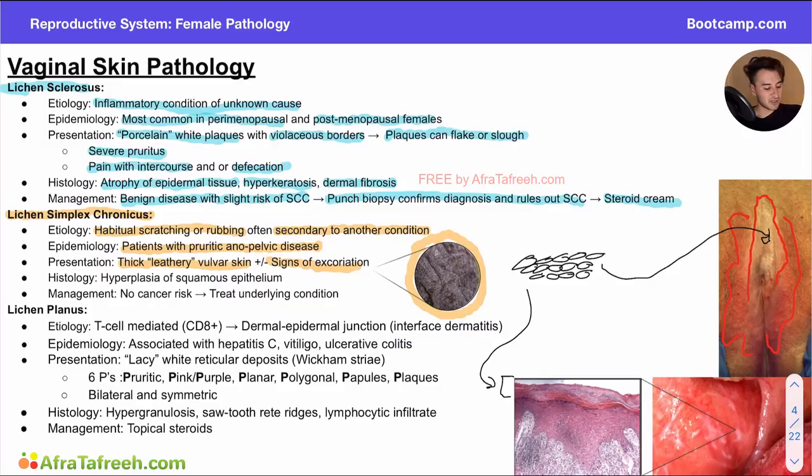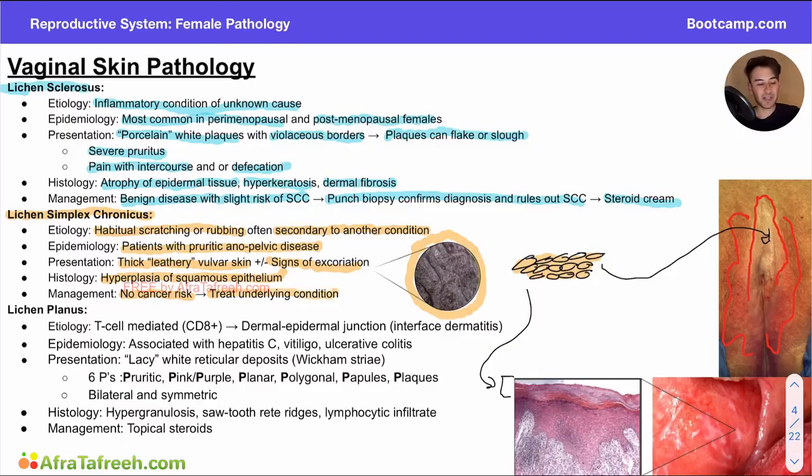In terms of our histology, we would expect to see hyperplasia of the squamous epithelium, very similar to what I was previously talking about with our lichen sclerosus. That keratotic layer is going to be increased. It's going to experience hyperplasia because it's trying to defend or protect our skin from all the damage that is occurring there. In terms of our management here, there's no cancer risk, and so it's going to be all about treating that underlying cause of the itch, and that should resolve this along with things like moisturizers.